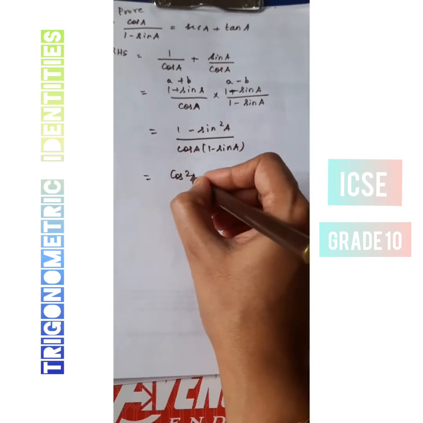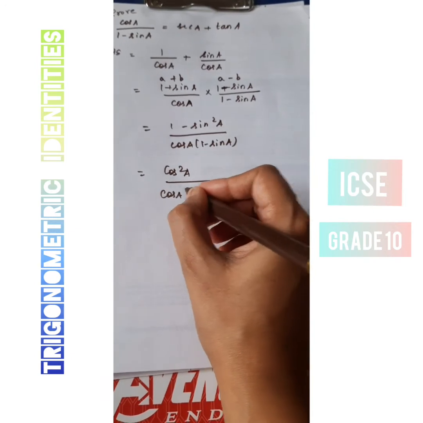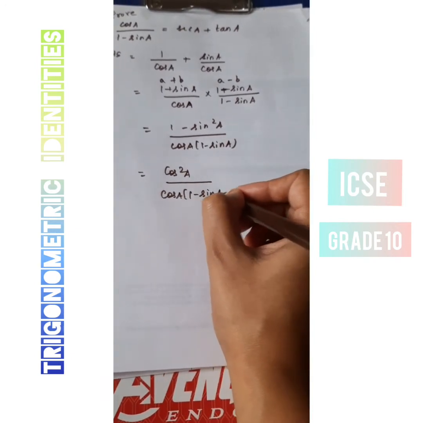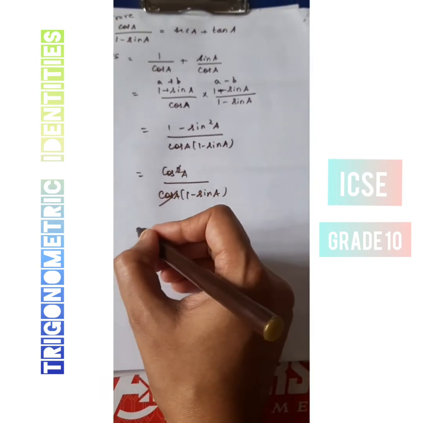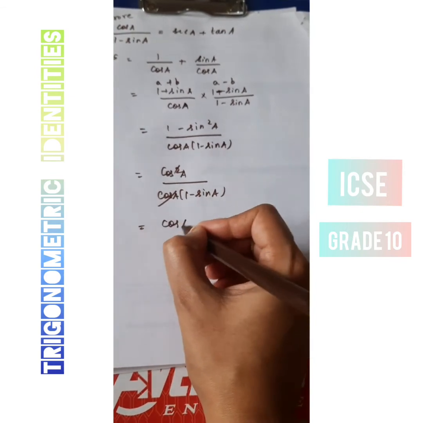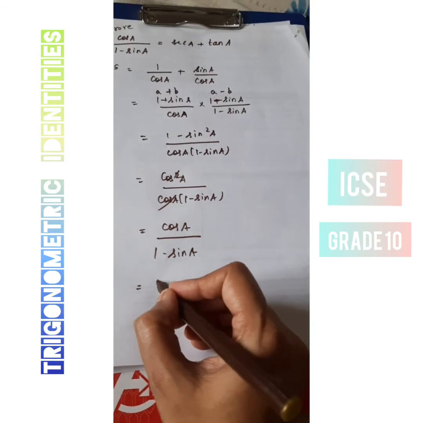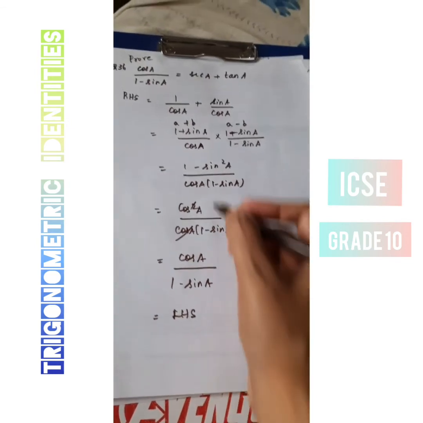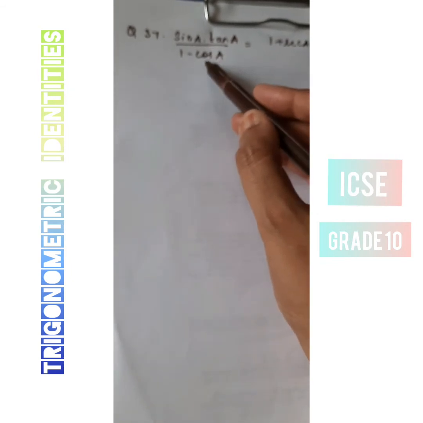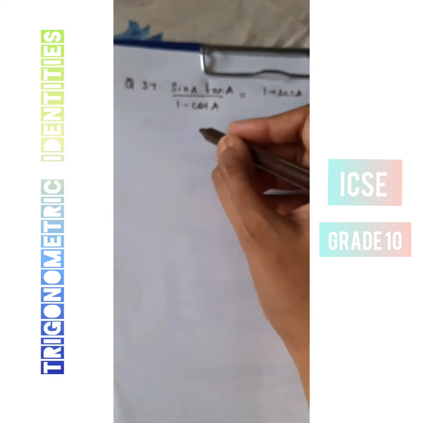So numerator becomes cos square A, and one of the cos A will go off from the numerator, so that is cos A by 1 minus sin A, which is LHS, hence proved. Question 37, sin into tan by 1 minus cos equal to 1 plus secant.